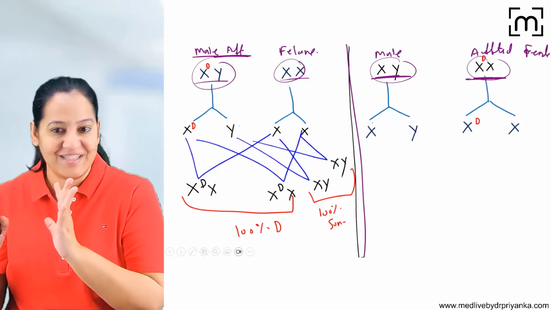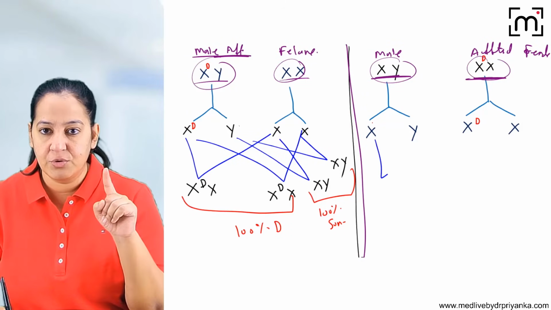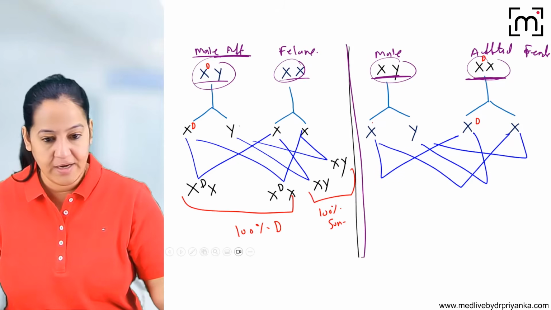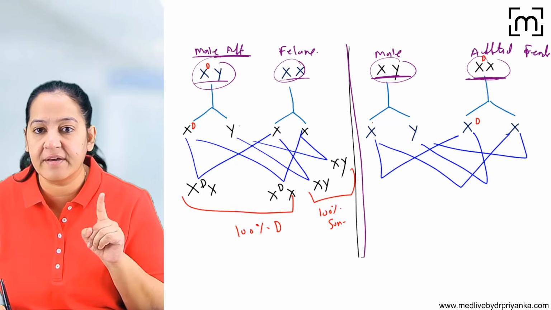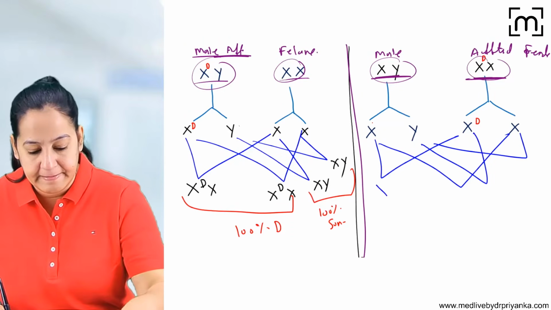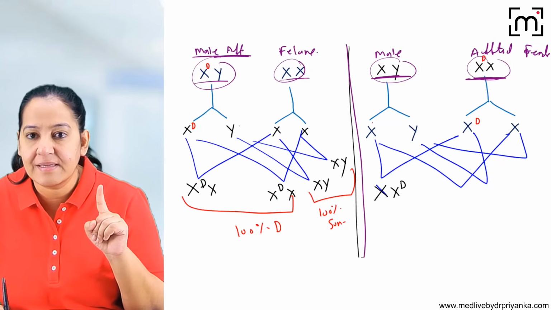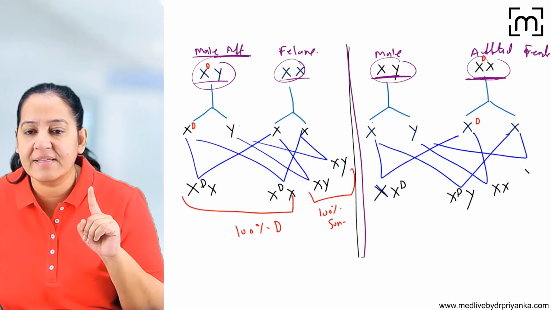But what about the mother? When the mother is affected, what is happening? See the gametes. Now do the fusion. Can we do the fusion? So do the fusion like this, like this, like this, and like this. Now see what things are there. So here you can see it will be like this. Here XX and here XY.